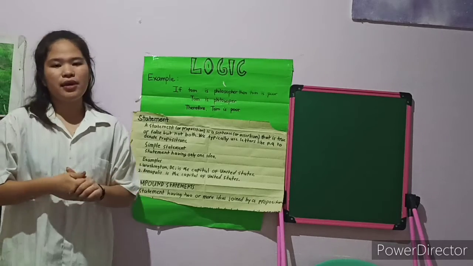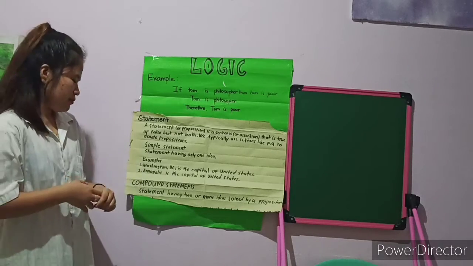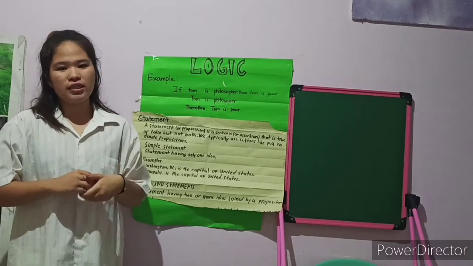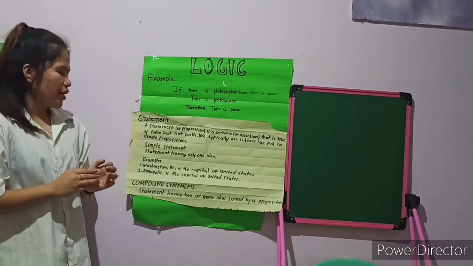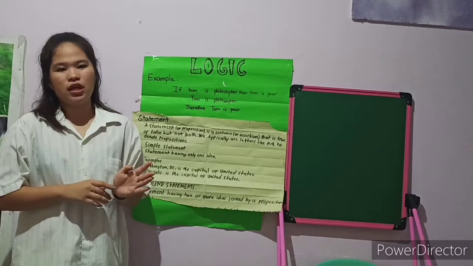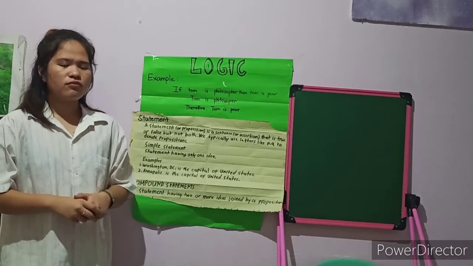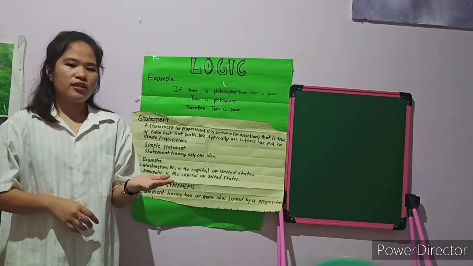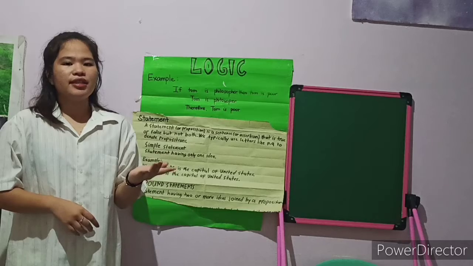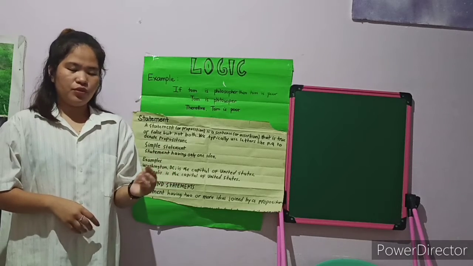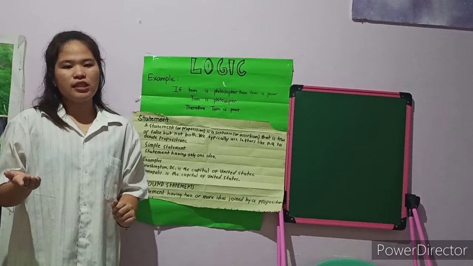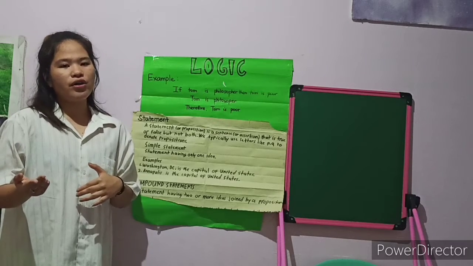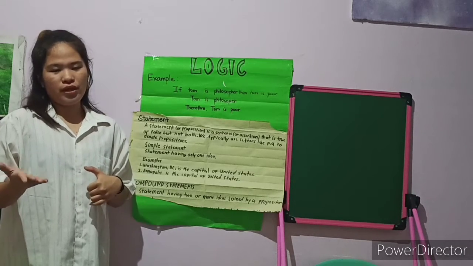The second kind is the compound statement. It is a statement having two or more ideas joined by a connective. For example, 1. Washington, D.C. is the capital of the United States and it is snowing. 2. Annapolis is the capital of the United States or it is snowing.